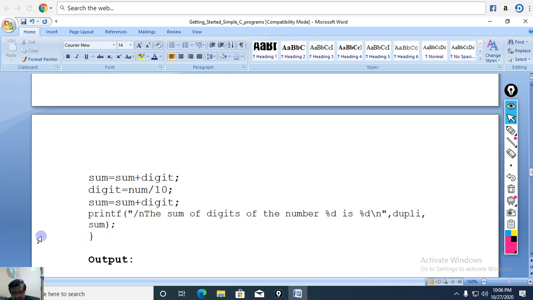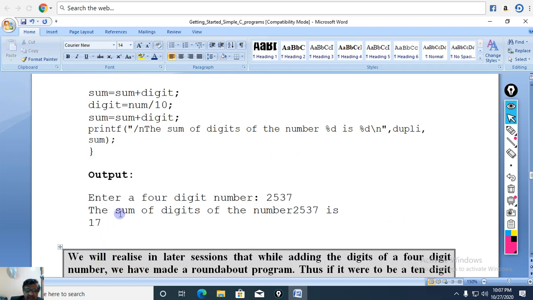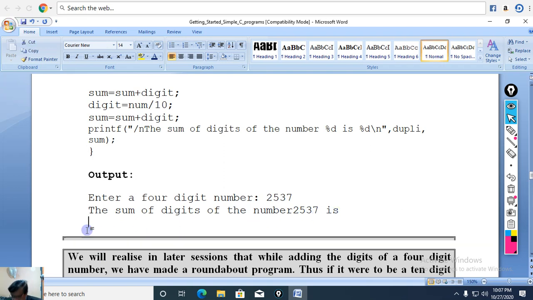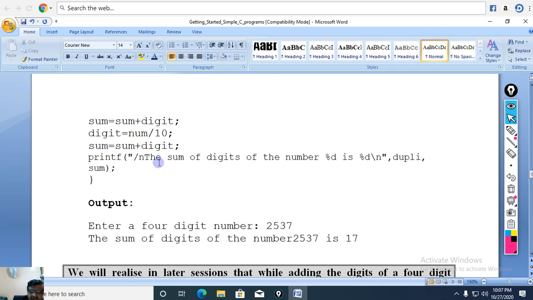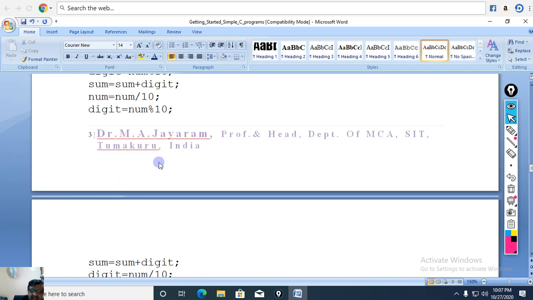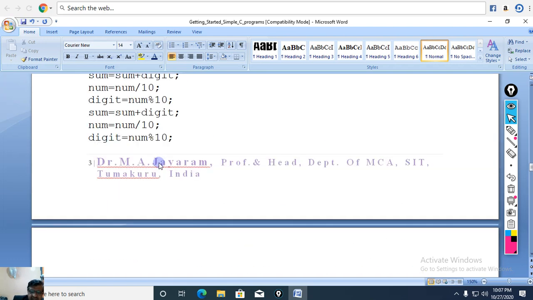Right. So enter the 4-digit number 2537. The sum of the digits of the number 2537 is 17. Now it will be printed something like this, just in front of this. So what we learned in this is adding digits of a 4-digit number.